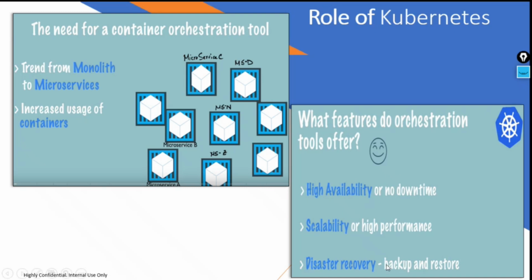Disaster recovery. A disaster can always be there. You cannot avoid an earthquake. An earthquake can be there anytime. But you have to have enough measures to counter or prevent the fallout of an earthquake. A disaster can happen, but you have to be prepared well enough to recover from that disaster. So there has to be a backup and restore, automatic backup and automatic restore. All these things you are not doing, Kubernetes is doing for you.